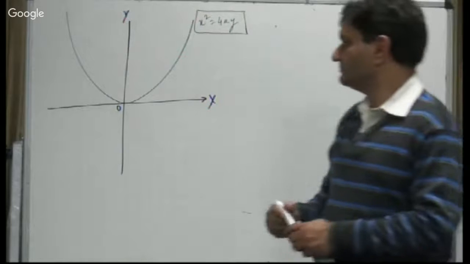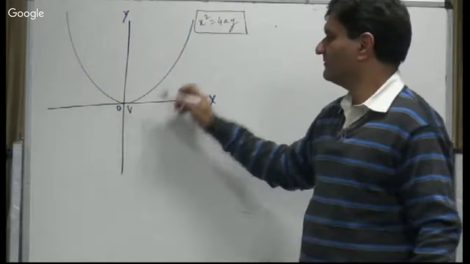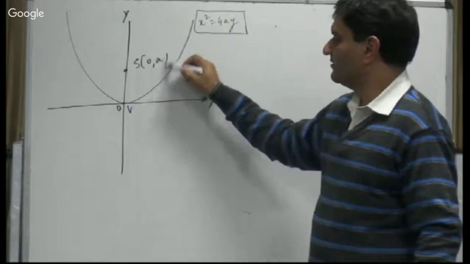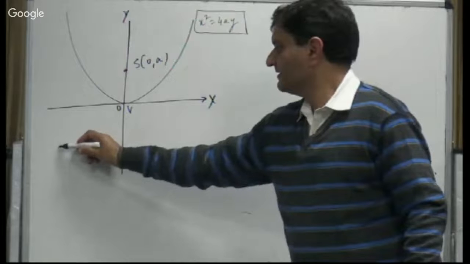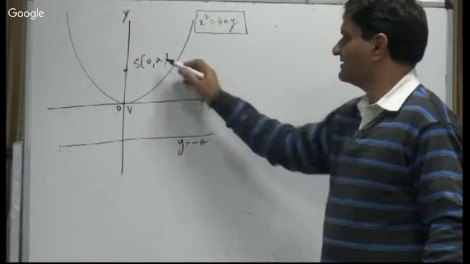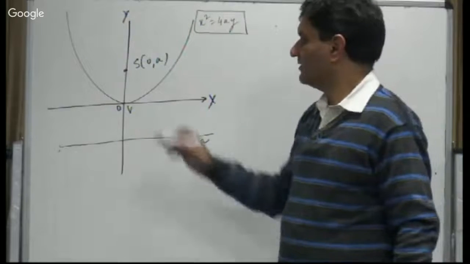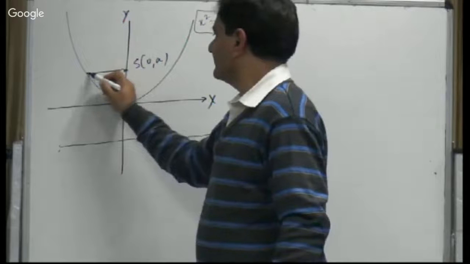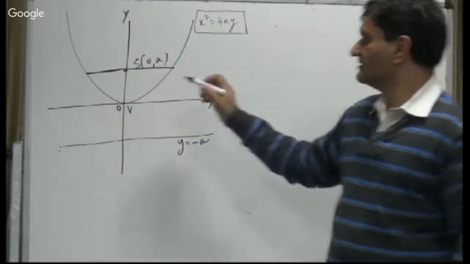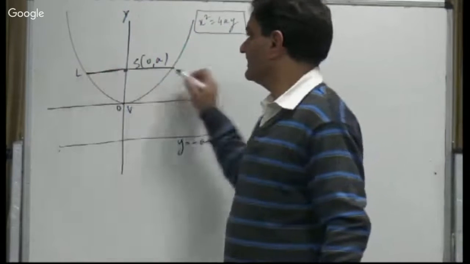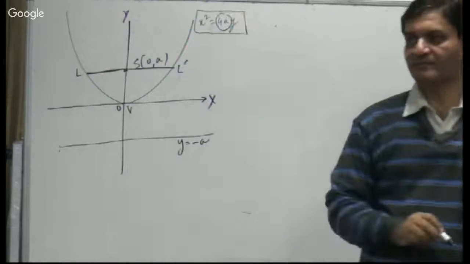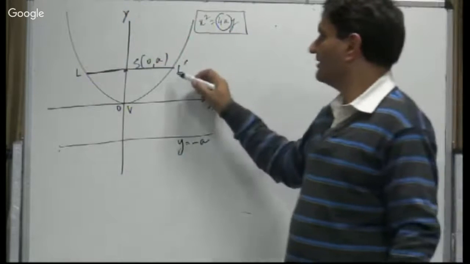Now what is the origin? Vertex. Focus is 0, a. And equation of directrix, it will be this line parallel to x-axis. So y equal to minus a. Just change the sign here. Now this will be what? Line passing through focus and perpendicular to axis. This is latus rectum. So you will write it as LSL dash. Its length will be again 4a. And equation will be y equal to a.